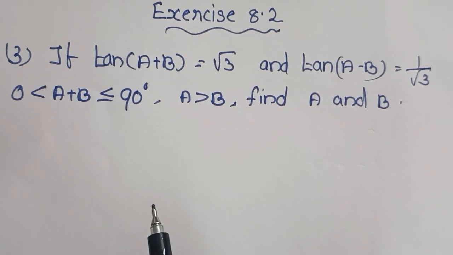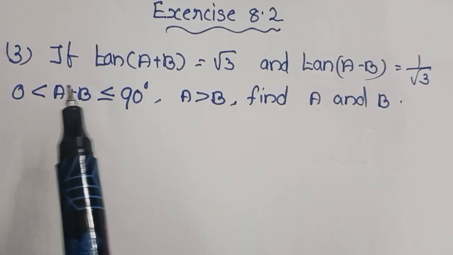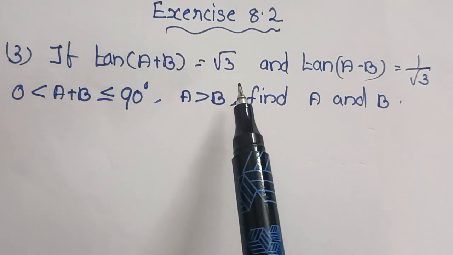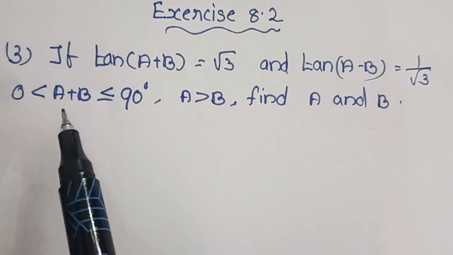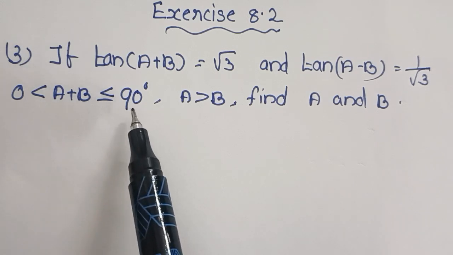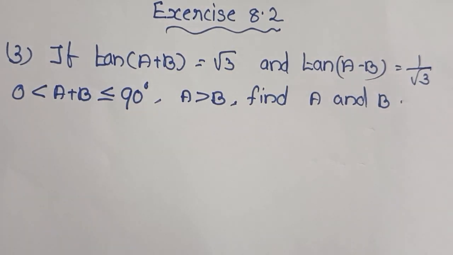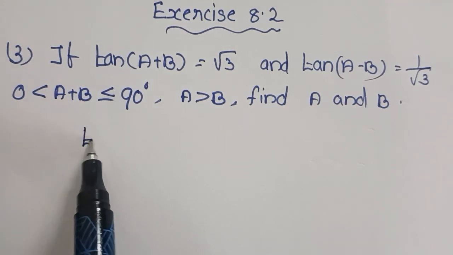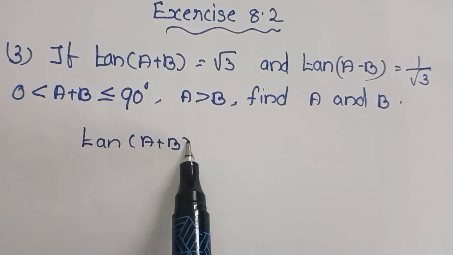Hello students, today we are going to study exercise 8.2, third question. If tan(a + b) = root 3 and tan(a - b) = 1 by root 3, where 0 < a + b ≤ 90 degrees and a > b, find a and b. We have given that tan(a + b) = root 3.